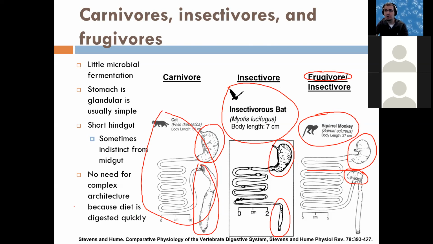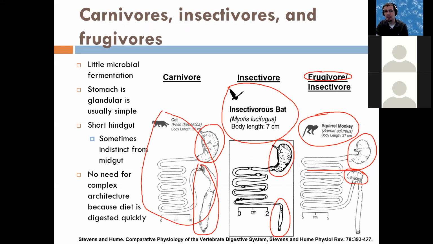And the reason that there's no complex architecture is because the diet is digested very quickly. So a cat that's eating meat, its diet is not hard to break down. It needs to break down the protein and fat, and it doesn't need any microbial fermentation to help in that process. In fact, it would be bad for the animal if microbes would digest the protein and the fat. Insects are also easy to digest, and fruits are extremely easy to digest. So we see very little evidence of the need for microbial fermentation in these, and the gastrointestinal tract reflects that.